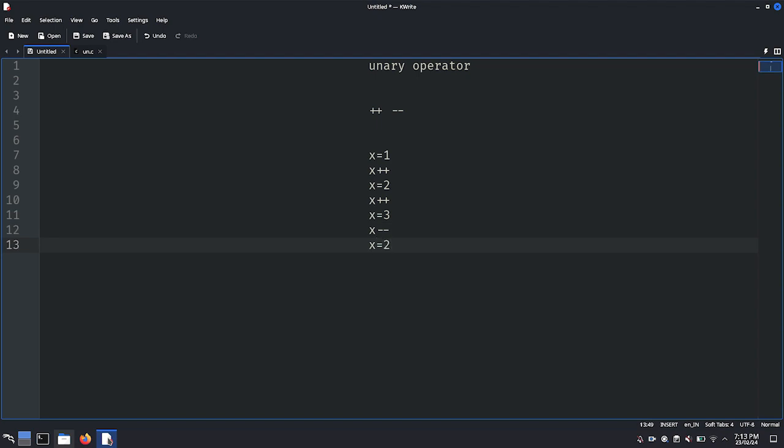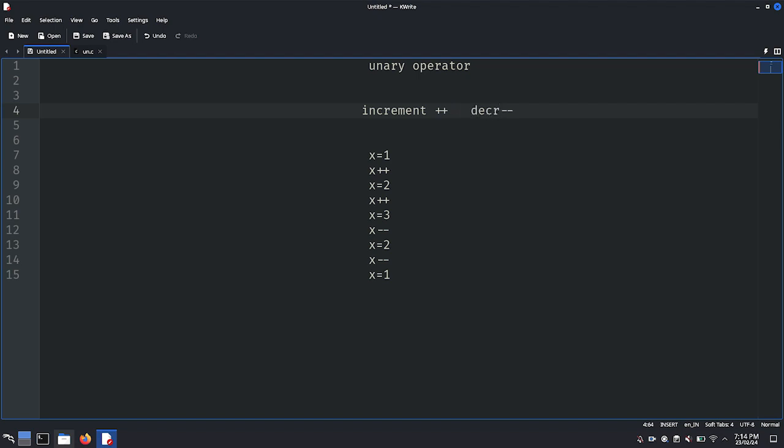So I put plus plus, the value increases, and minus minus, the value decrements. That is the increment and decrement. What is it equal to? Let's see how the value changes in an example.